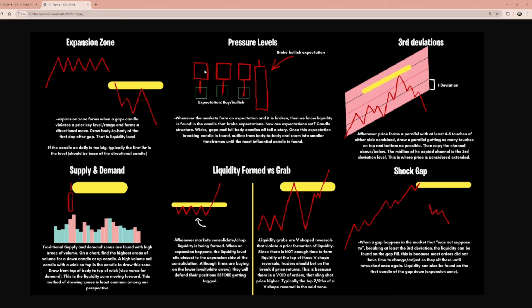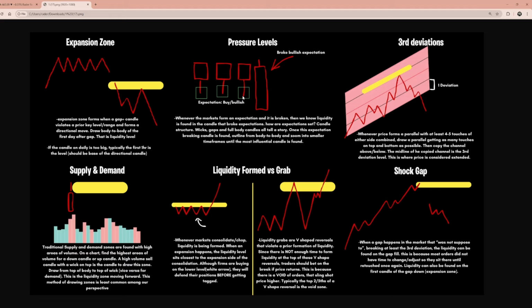So for example, in this graphic right here, let's say we have three kind of bullish looking candles in the market. You have three bottoming wicks. There's a lot of buying pressure in the market. So an expectation is set to buy in the market. There is a buying pressure expectation.